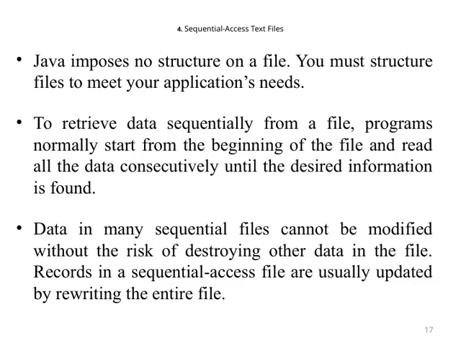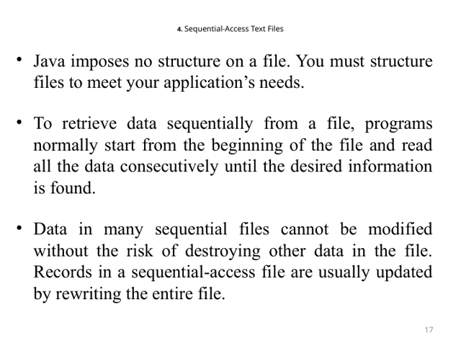Let's talk about sequential access text files. First off, Java doesn't impose any specific structure on a file, which means you have the flexibility to organize your files in a way that best suits your application's needs. When you're retrieving data sequentially, the typical approach is to start at the beginning of the file and read through all the data until you find what you're looking for. It's like reading a book from start to finish until you reach the desired chapter or page.